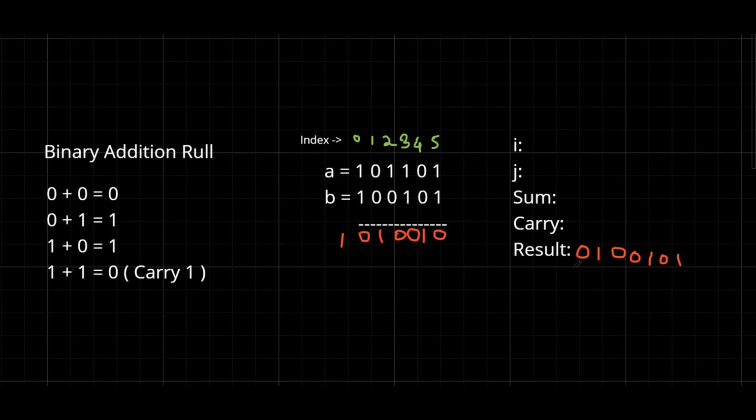Now our result string will look something like this. If we apply the reverse operation here, the result string will become the actual result. Because if we apply the reverse operation here, the resultant sequence will become 1010010. So by applying this algorithm, we can add two binary strings. I hope you understood the algorithm. Now let's move on to the code.